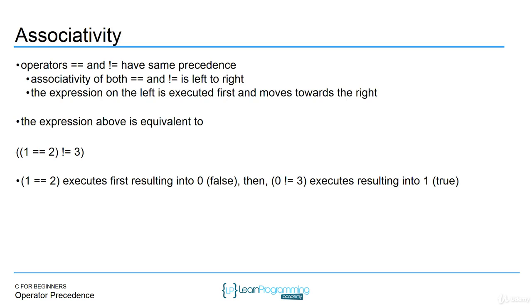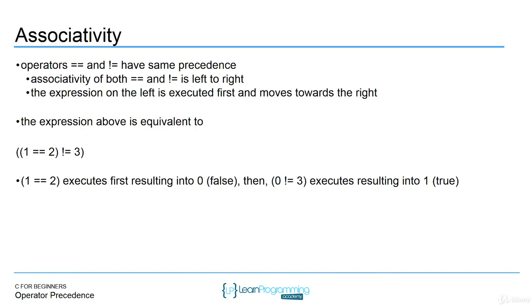So 1 equals 2 executes first, resulting in 0, false. Then 0 is not equal to 3 executes, resulting in 1, true. So I said false initially, but obviously 0 is not equal to 3, so the whole thing would evaluate to true, I'm sorry, because 0 is not equal to 3. I was saying it is false because they're not equals, but that means it actually evaluates to true. So pretty neat there.